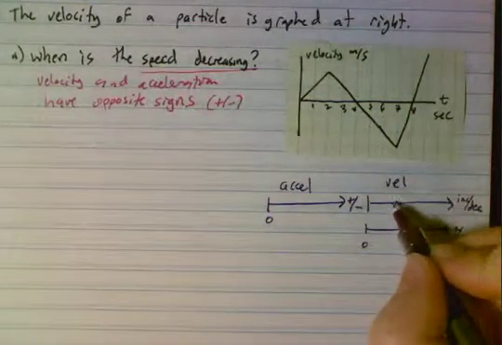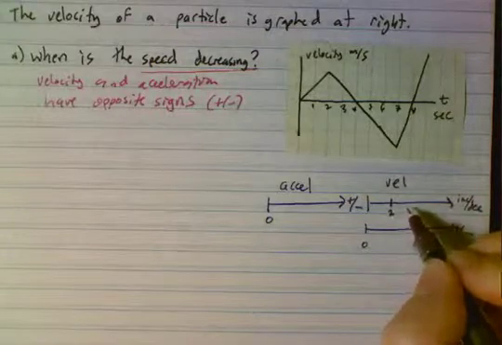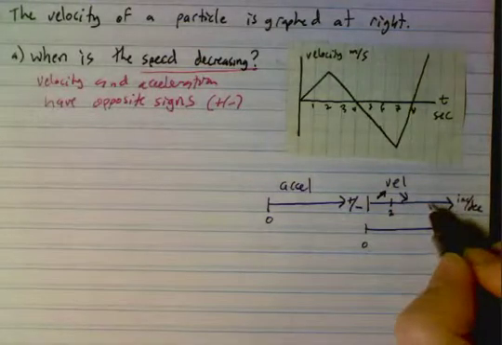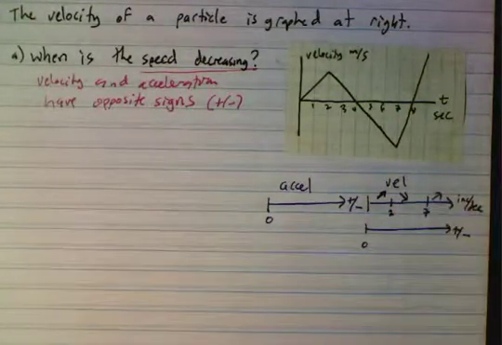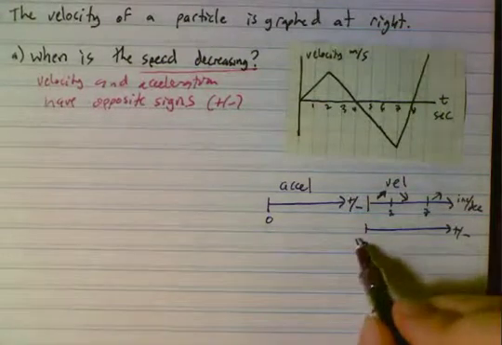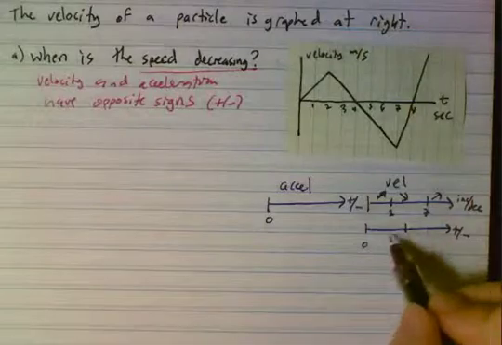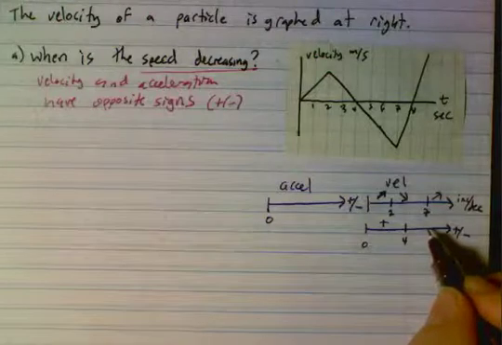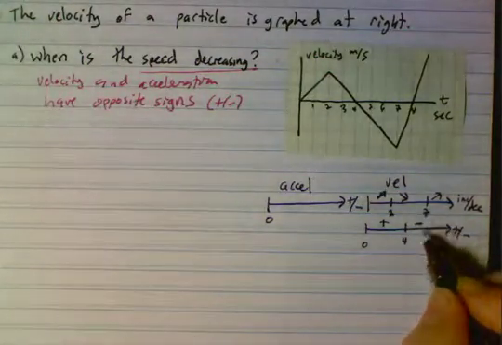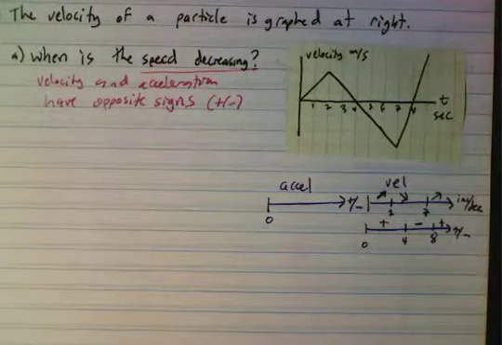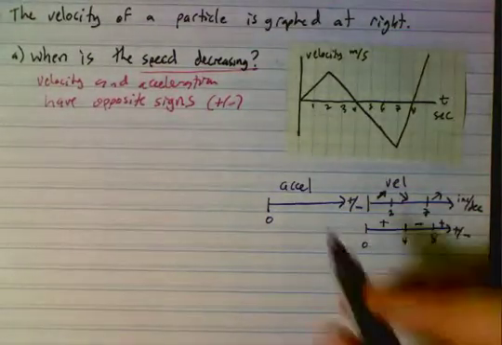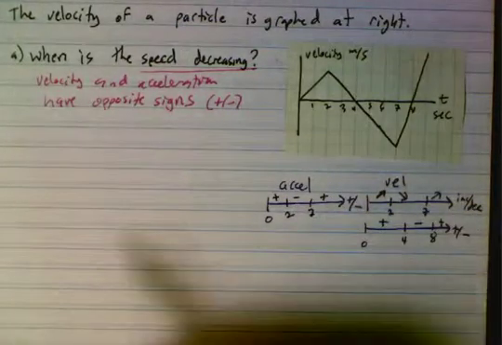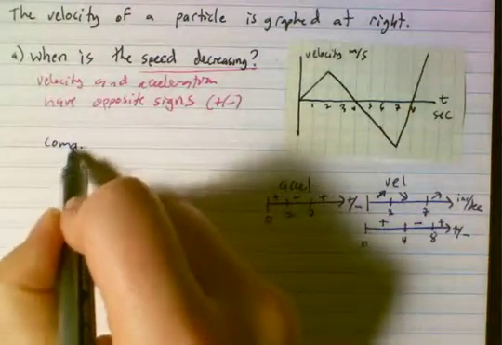So let's start there. It's increasing until 2, then decreasing down to 7, then increasing again after 8. Positive and negative, positive until 4. Negative until 8, and then positive again afterward. So if we translate this velocity over to acceleration, positive, negative, positive.